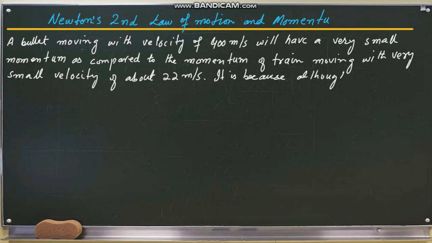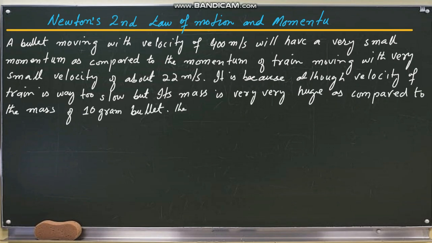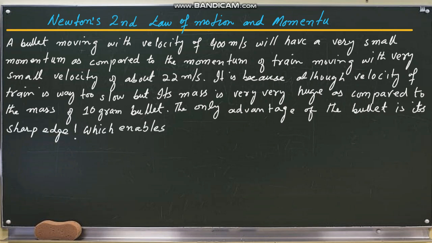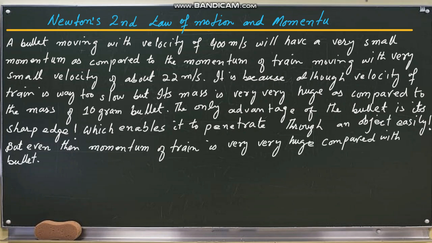It is because although the speed of the train is way too slow, its mass is very huge as compared to the mass of a 10-gram bullet. The only advantage of the bullet is its sharp edge, which makes it penetrate through an object easily. But even then, the momentum of a train is very huge as compared with the bullet.